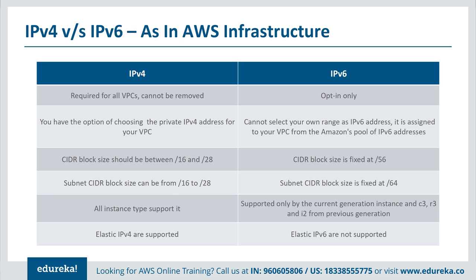You can use both IPv4 and IPv6. IPv4 is predominantly used all the time, and you get to choose your own address range, and the subnet masks should be between 16 and 28. All the instance types that we see, general purpose, memory, compute, are supported, and elastic addresses are also supported. There are limitations with IPv6, and if you're planning to have a very large network in excess of multiples of thousands, then you might want to consider using IPv6.